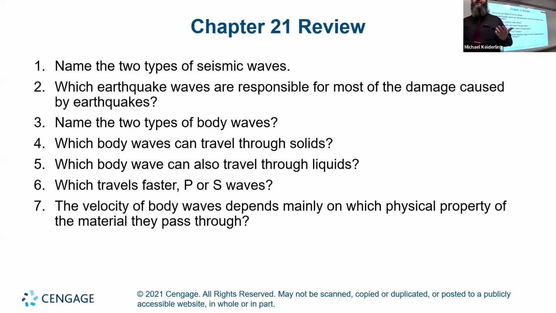It's a little easier to think about with lightning because the difference in speeds is much, much greater, because light travels much, much, much faster than sound, but it's a similar process. P waves are faster than S waves, so the difference in speed lets you figure out how far away you are. The velocity of body waves depends mainly on the density of the material they pass through. In general, I believe they move faster in denser materials.